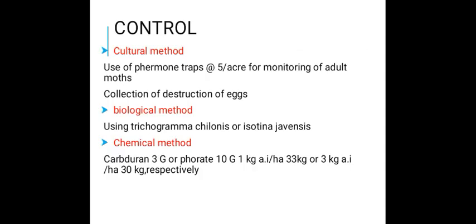Control: cultural method, use of pheromone traps, 5 per acre for monitoring of adult moths, collection and destruction of eggs. Biological method using Trichogramma chilonis or Isotima javensis. Chemical method: Furadan 3G or Phorate.